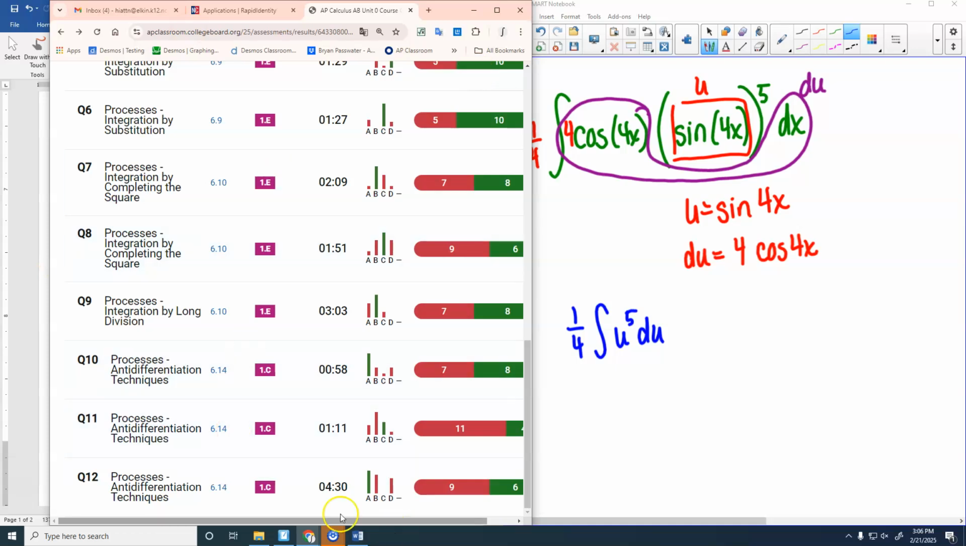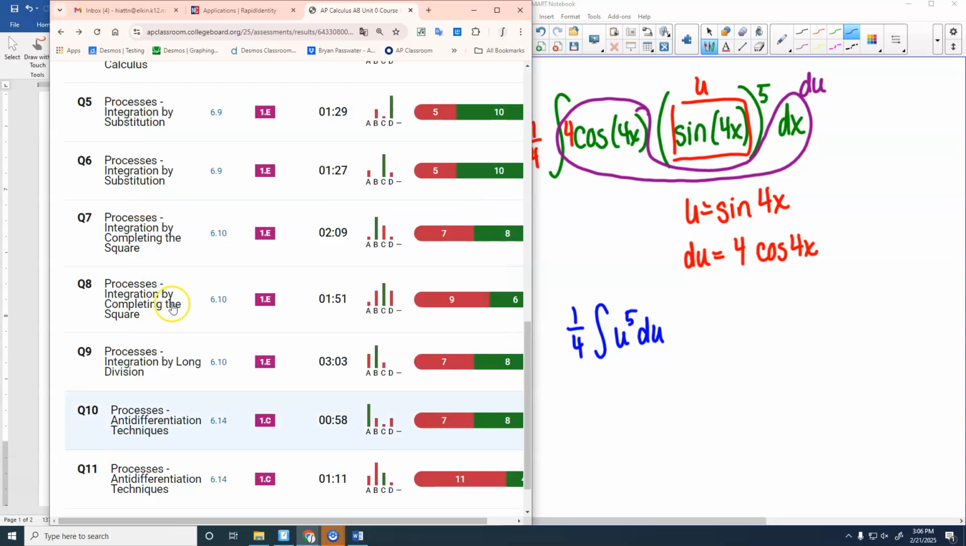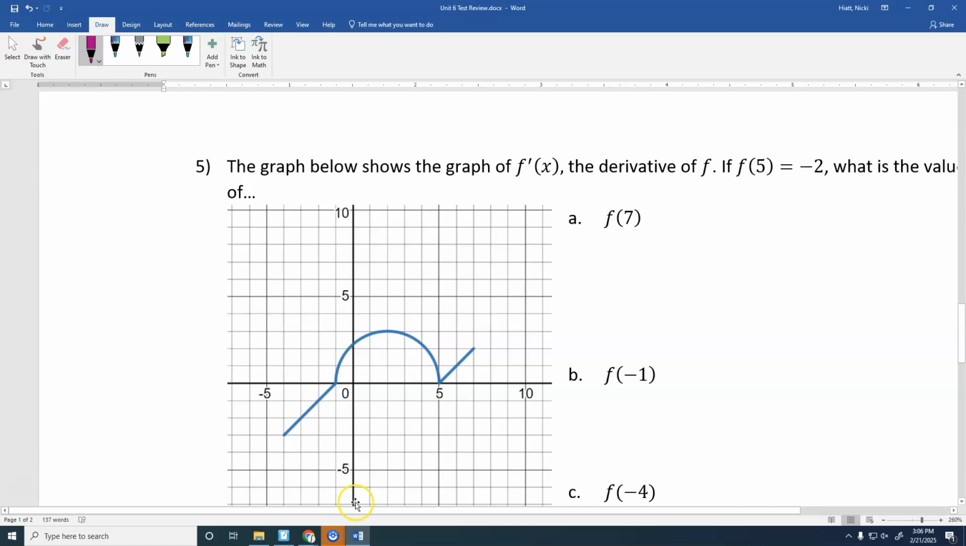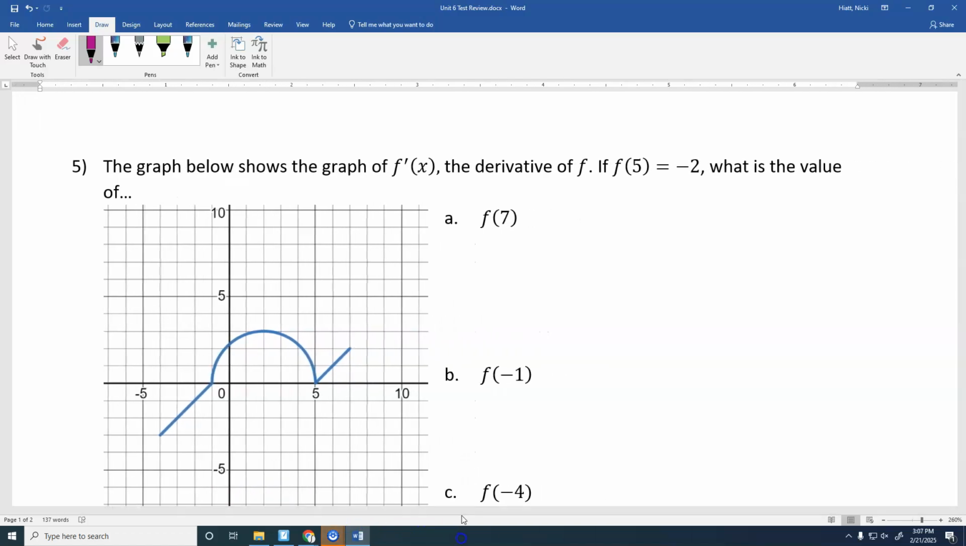Okay, anybody else have one they just remember want to see the last one? Yes. So on that test review for number 5 here, this is the graph of f prime. It is known that f of 5 is -2. But this is f prime, this is not f, so we can't just read it off of a graph. If I want to know f of 7, the way I'm going to have to do this is I'm going to have to say the integral from 5 to 7.